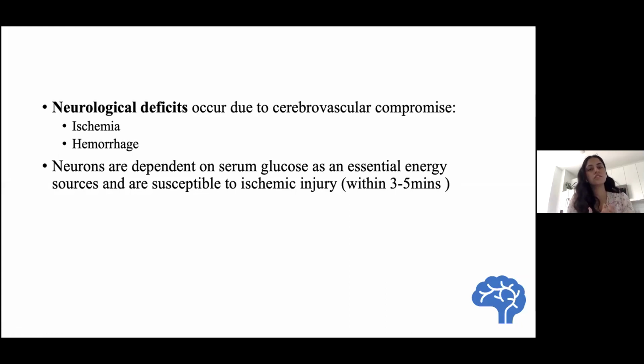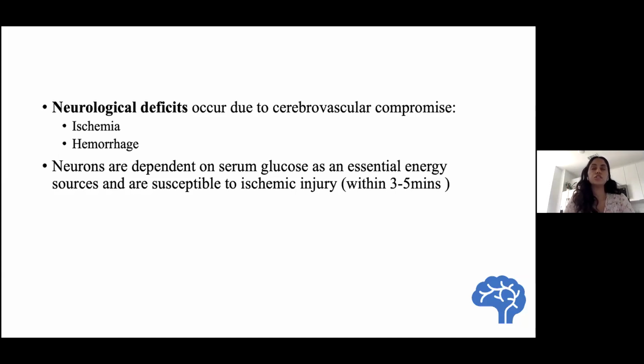Neurological defects occur due to cerebrovascular compromise. The most common causes are ischemia or hemorrhage, which can both result in cerebrovascular compromise, resulting in neurological deficits. Neurons are very dependent on serum glucose and oxygen supplies, and glucose is their main source of energy, so they're very susceptible to ischemic damage. Within 3 to 5 minutes of not receiving blood, oxygen, or glucose, you can start to see damage within the neurons themselves.